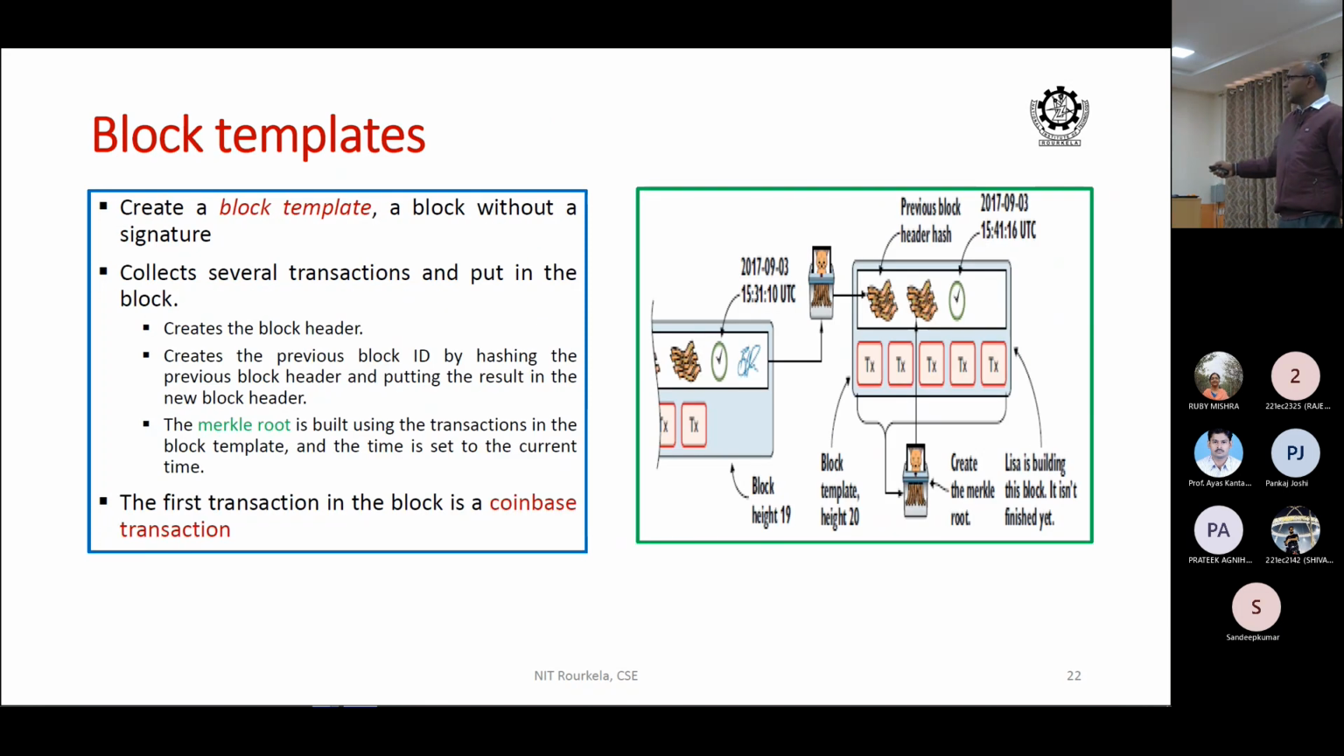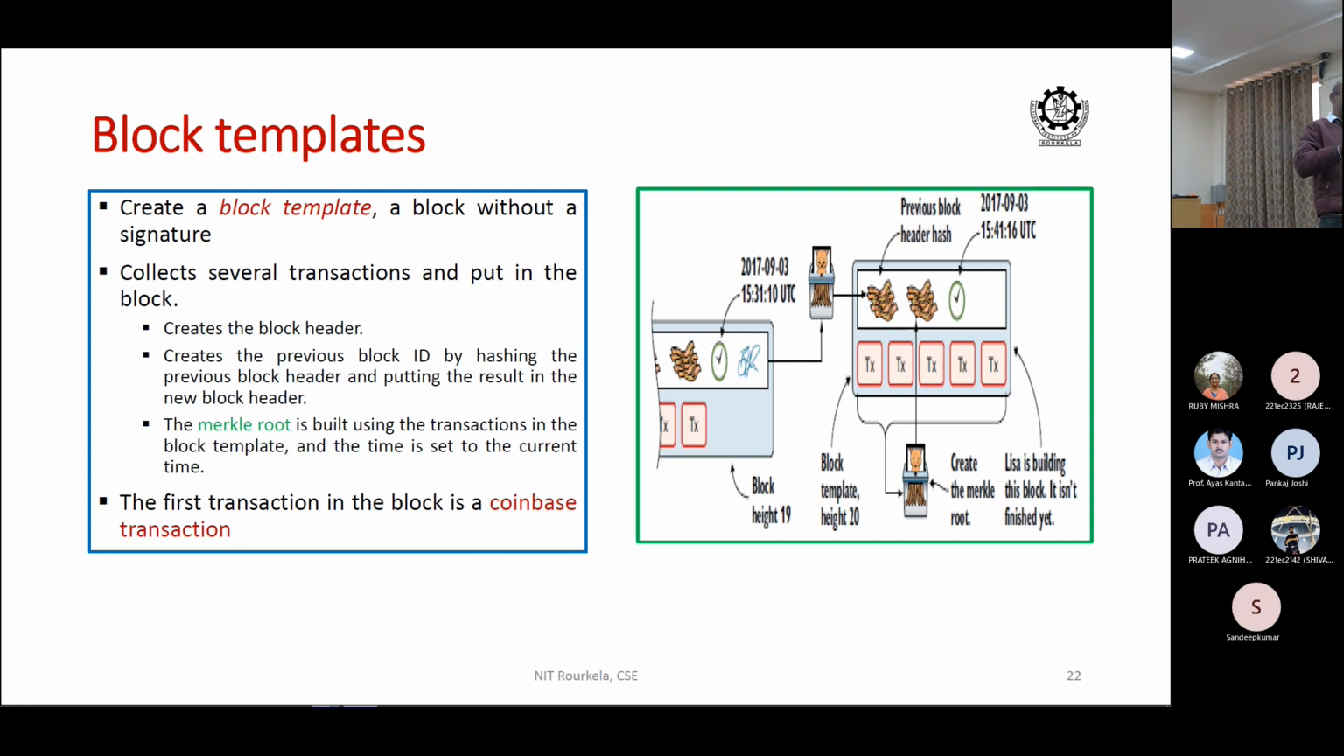So it generates a template block, a block without a signature. They collect several transactions, put them in the block, generate a block header, and create the ID of the previous header. So you put a link to the previous block: it generates the ID from the previous block using a double SHA-256. It passes through the SHA algorithm two times for security purposes, nothing other than that. So it is SHA-256 or a double SHA-256.